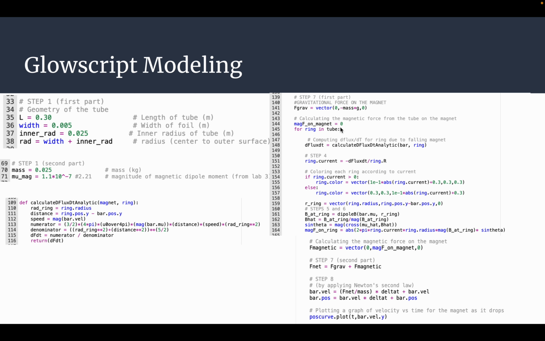Here we're iterating over each loop in the ring to first find the flux through it, and then calculate the induced current through it. And then here we're finding the magnetic field at the ring. And then here we're finding the total force, gravitational and magnetic, on the dipole magnet itself, or the bar magnet itself, and then here we're updating its position.